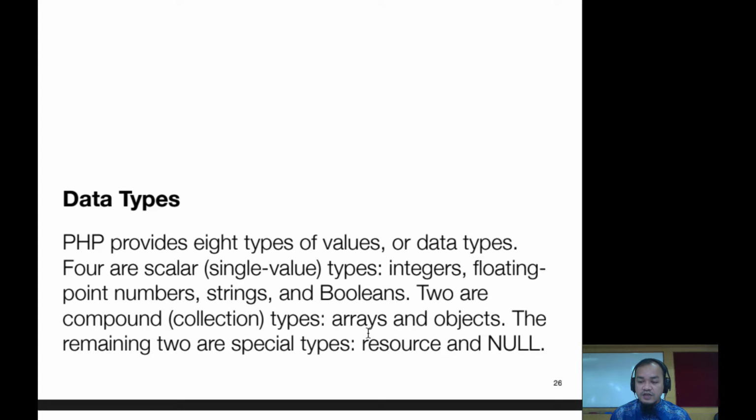But remember that PHP has dynamic data types. It is a little bit different from other programming languages such as Java, C, or C++, because in C, C++, and Java, they have strong data types. So for any data that you want to assign to a variable, you have to define the data type. For example, if you want to declare an integer variable, you have to define int, then the variable name, and then assign the data to that variable.